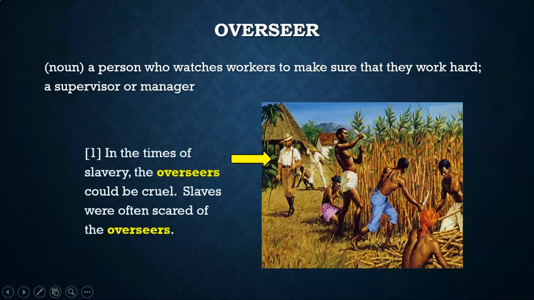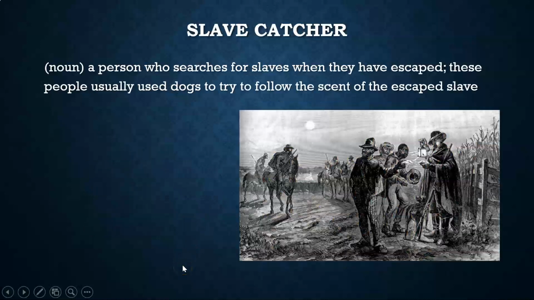Here's a sentence. In the times of slavery, the overseers could be cruel. Slaves were often scared of the overseers. You can see this overseer is beating a slave. This overseer is carrying a whip.